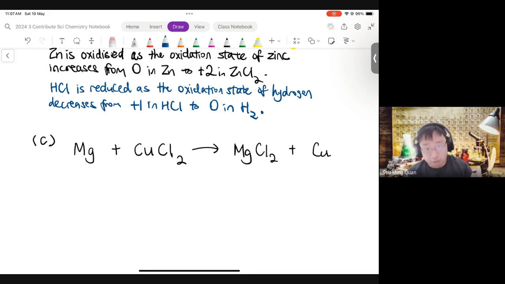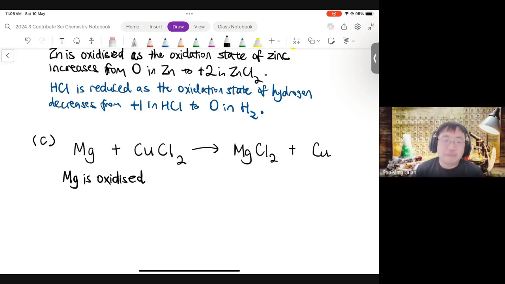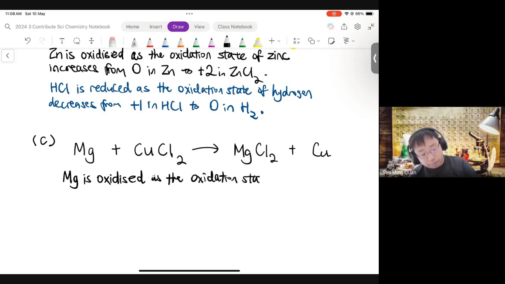Always start with the metal. Okay, so I will start with magnesium, for example. Mg is a metal, right? So I will start with the metal, Mg in this case. So you will realize that Mg is oxidized. Okay, notice how I use the formula Mg is oxidized as the oxidation state of magnesium. So you must spell the element's name out when you talk about its oxidation state.